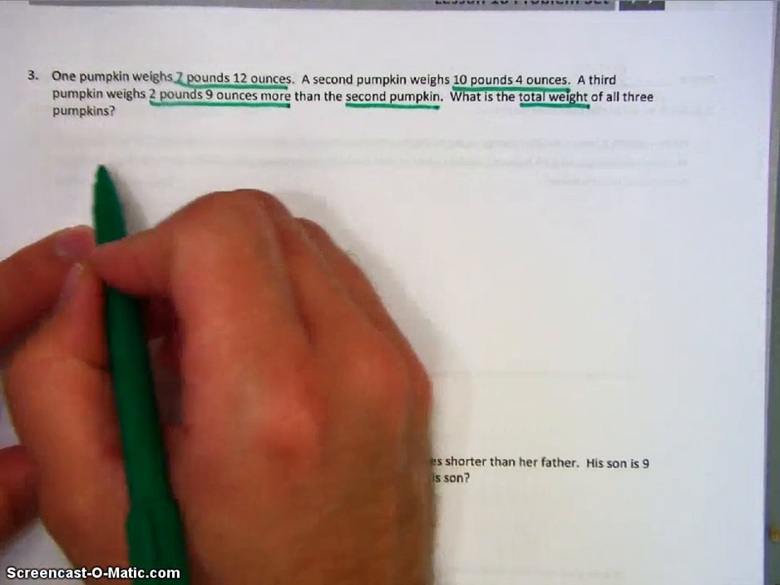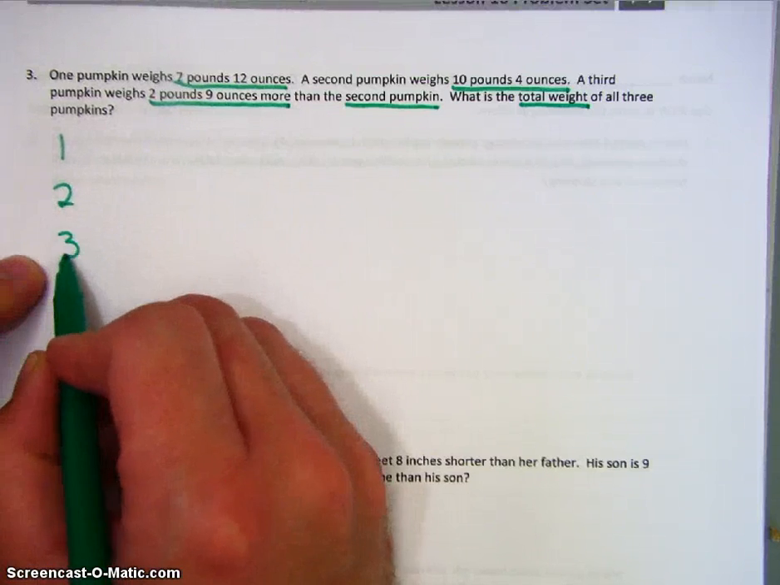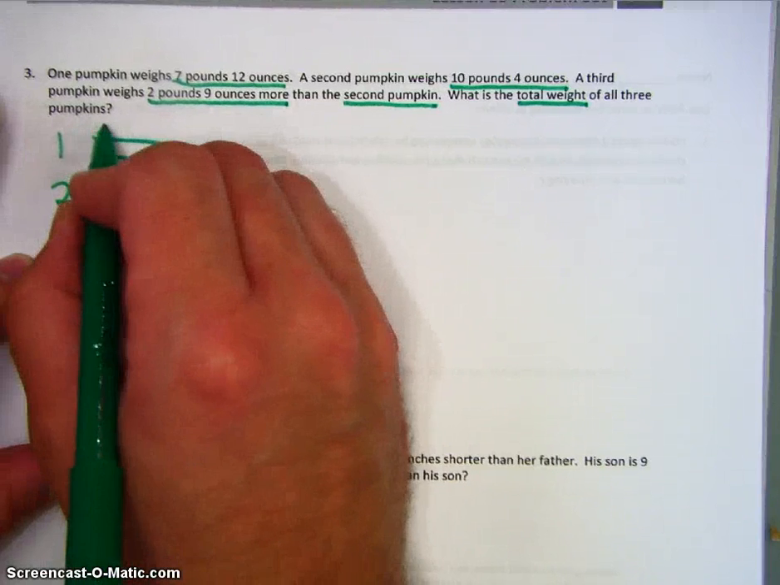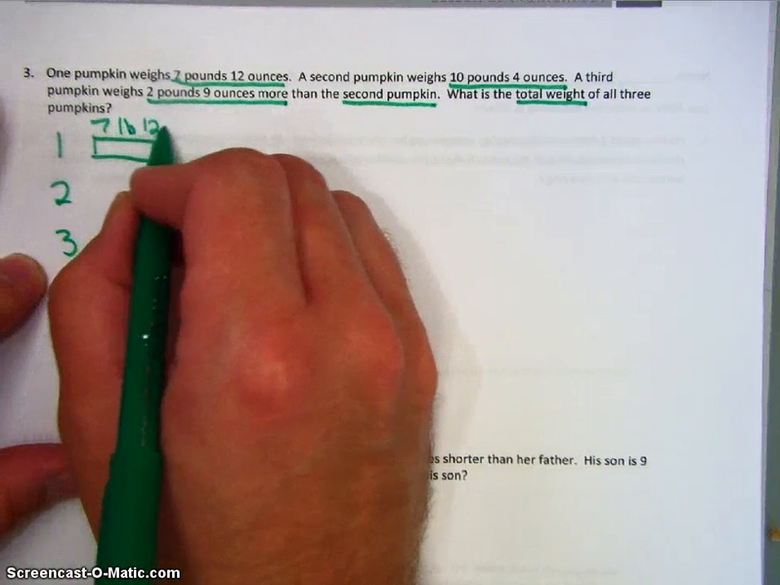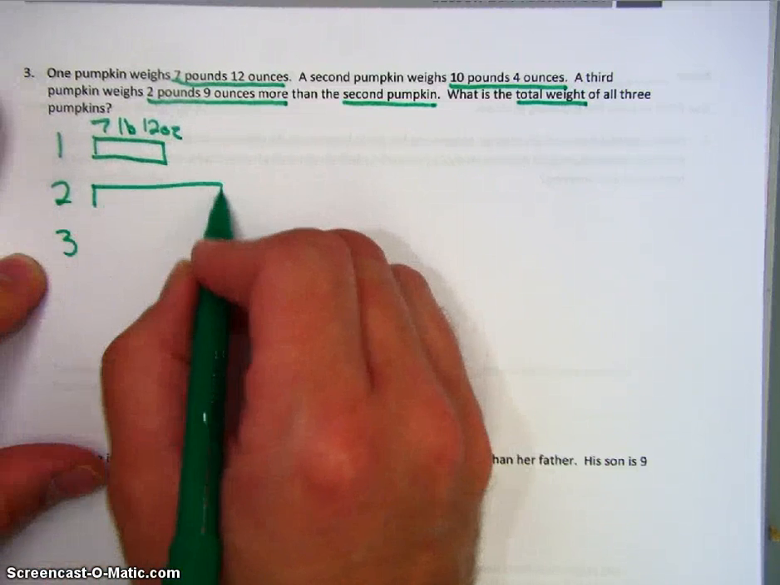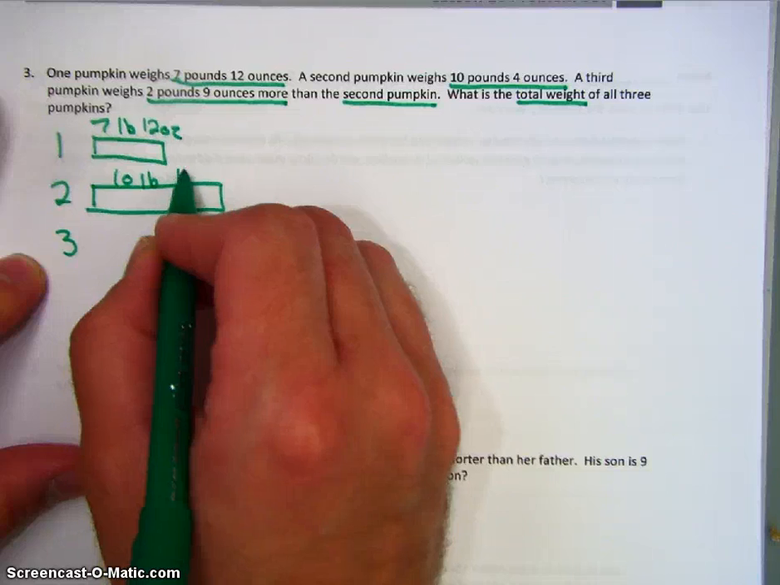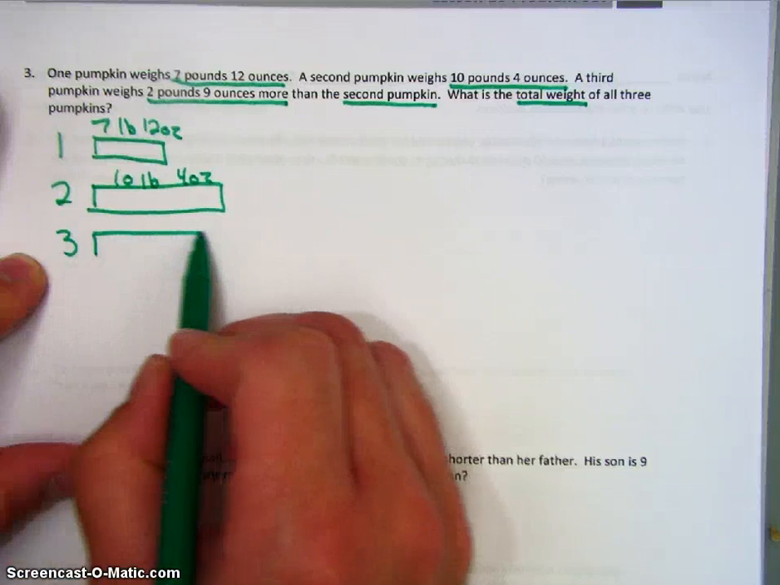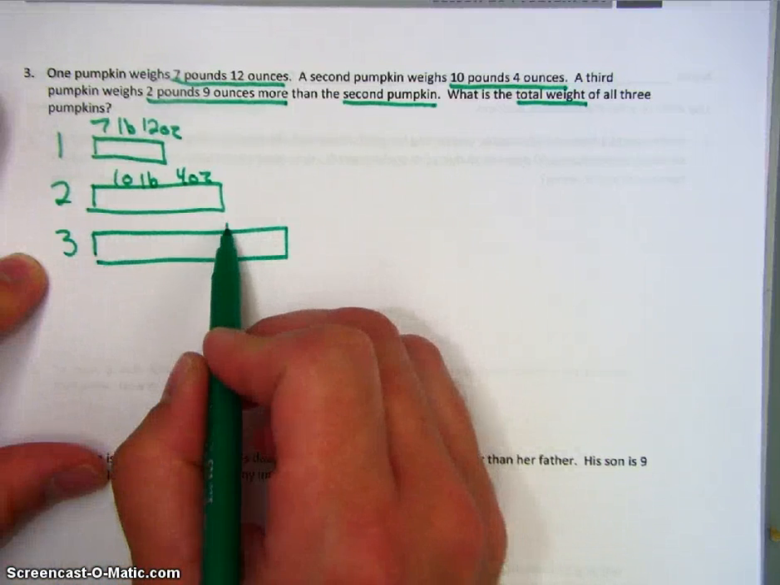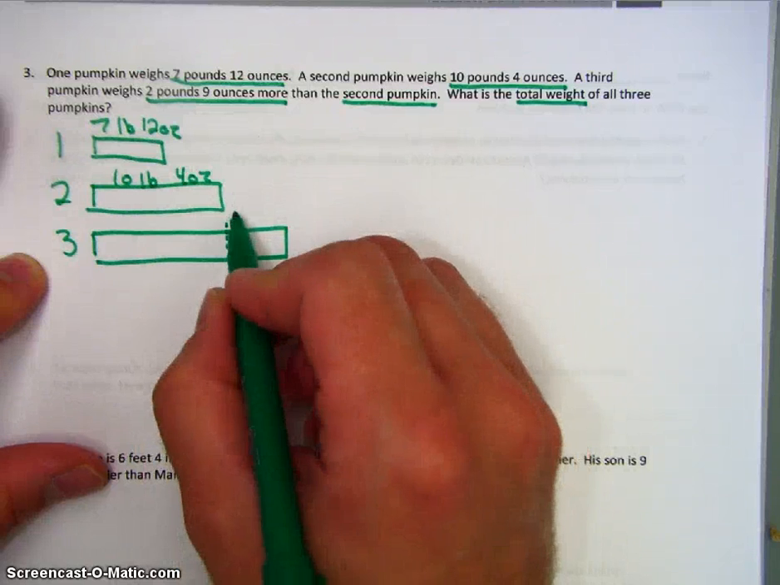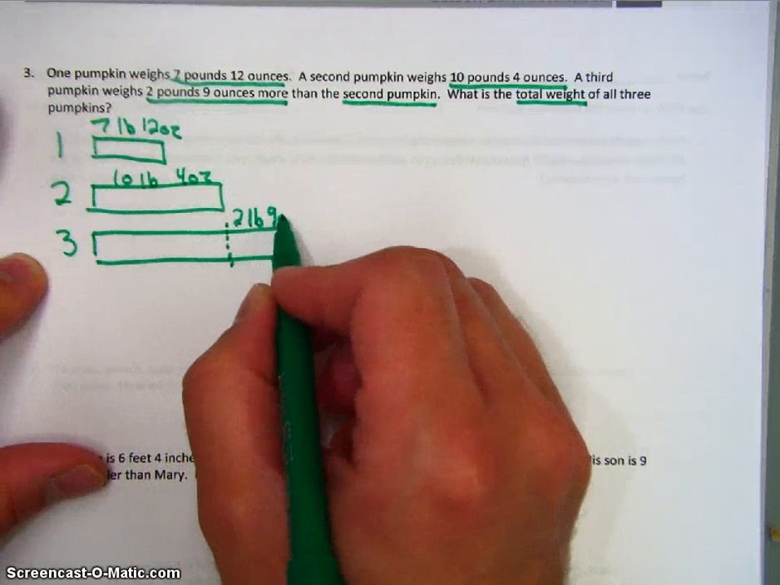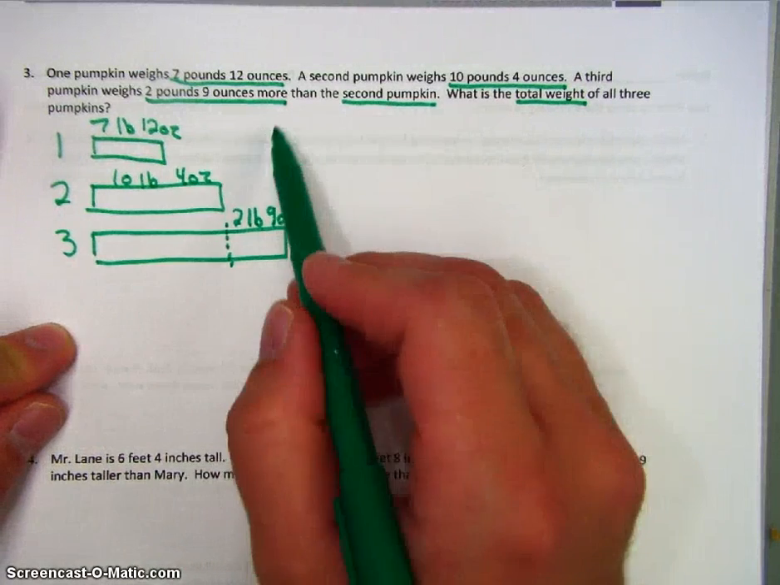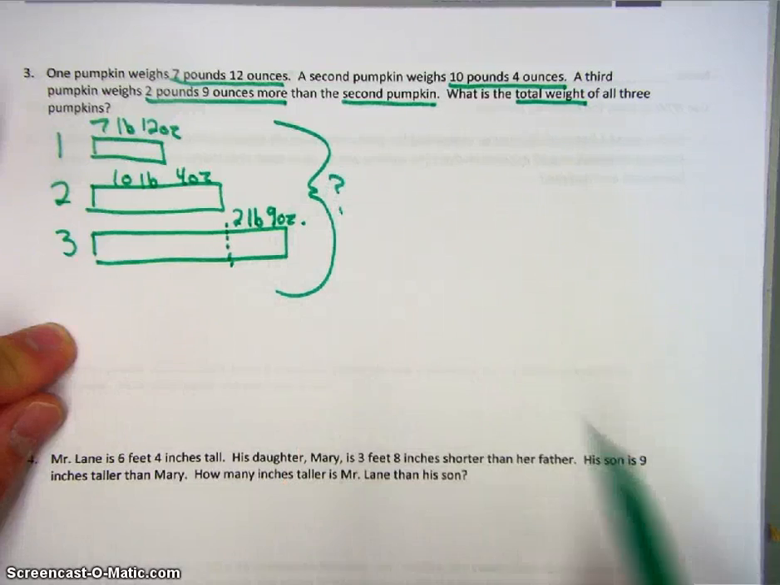Okay, so we have 3 pumpkins here. We have an exact measurement for the first 2. Our first one, 7 pounds, 12 ounces. Our second one is a little bit more at 10 pounds, 4 ounces. Now we see that our third pumpkin is a little bit more than the second pumpkin. So we know that it's 2 pounds, 9 ounces more. So we would put that right there. Now again, the question is the total weight for all 3 pumpkins.